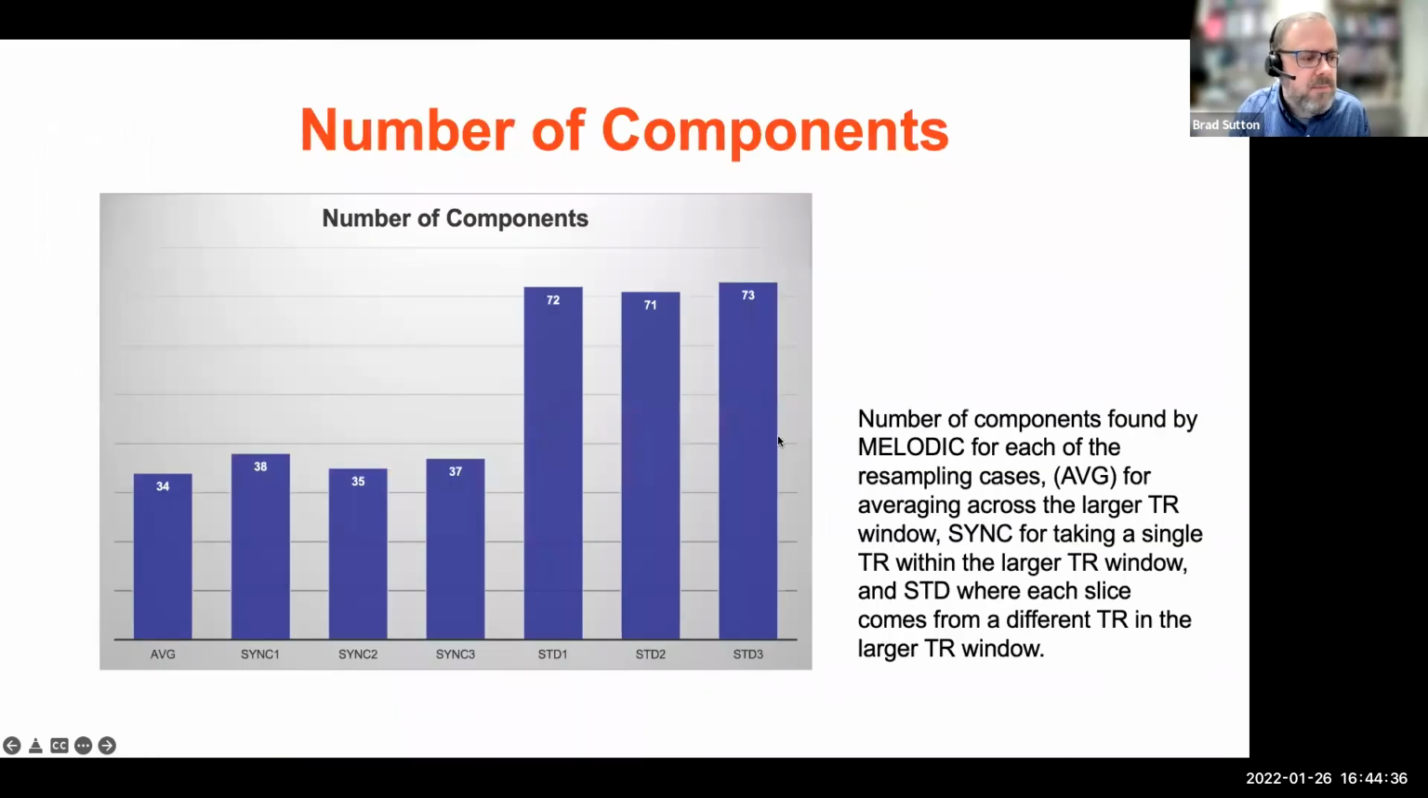So we have here the number of components we found across these different acquisitions. For average, we have 34 networks found in the data. And when we look at synchronized 1, 2, and 3, we find very similar numbers. They're just slightly higher than average, but really close to the 34. And then when we go to the standard sampling, we get a much higher number of components. And it makes sense because we've incorporated this sampling where it's different on different slices, and that's adding a lot of additional components into the data that are not in these other techniques.